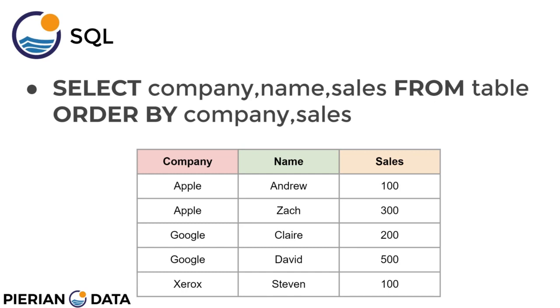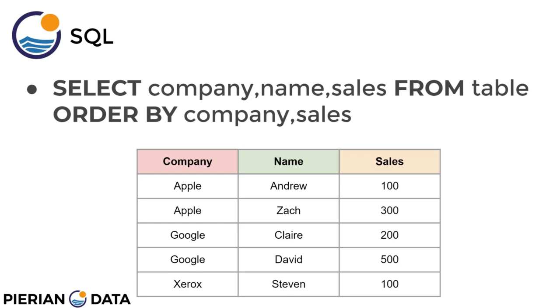However, we can then also order by the sales. So after you've done the sorting based off the company column, which makes sense because there's duplicate values there, within that particular company, we do a second ordering, which is by the sales column. So note the sales now is in an ascending order for each individual within the same company. So we see Andrew with 100, and then Zach with 300. And then for Google, we see Claire with 200, and then David with 500.